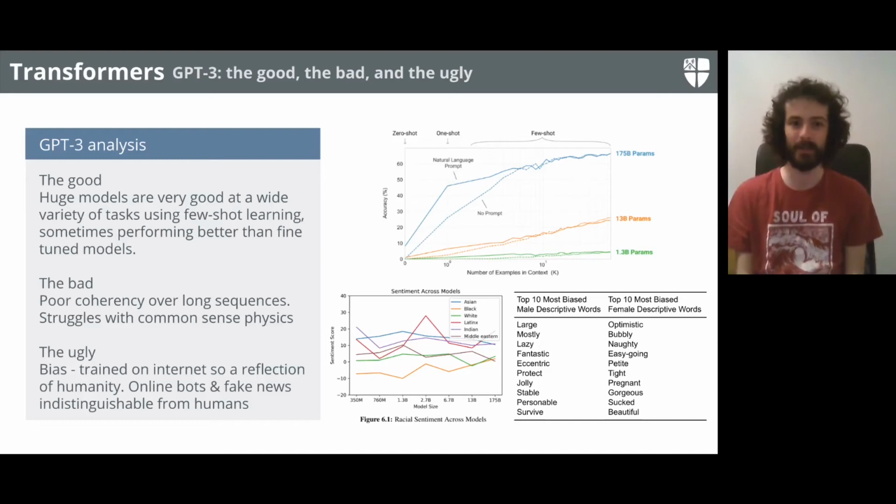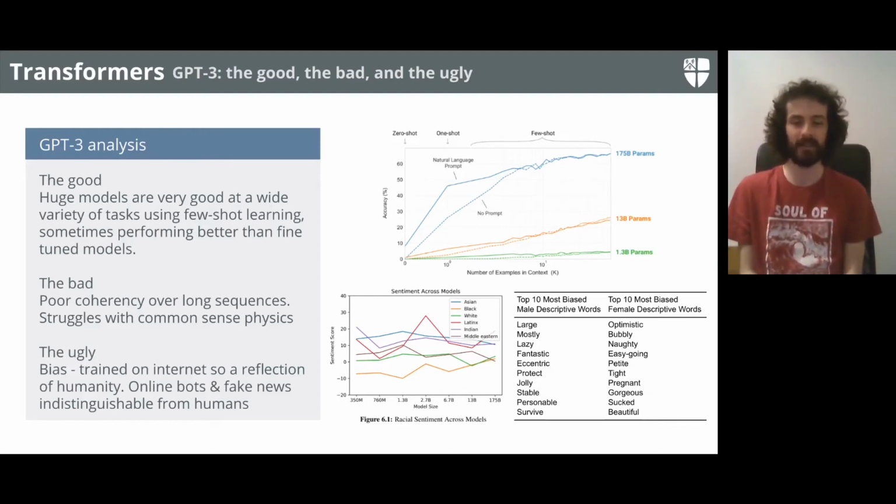Only 2,000 sequence length, it can't do well, and it struggles with common sense physics. So ask it, does cheese melt in the fridge? It's probably going to say yes. It really struggles with those sorts of things. And then real problems that we need to discuss when we're improving these models is the bias. We're training it on the internet, and the internet's full of bias, and they do some tests here of sentiment analysis across different races or descriptive words across gender, and it's just inherently biased.